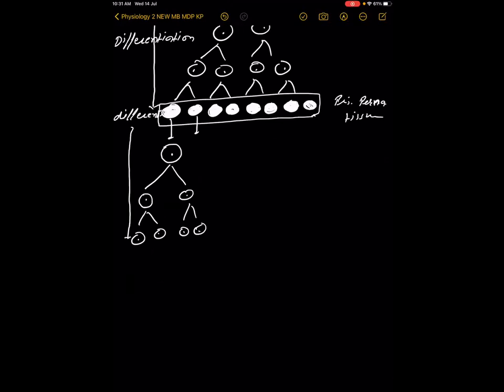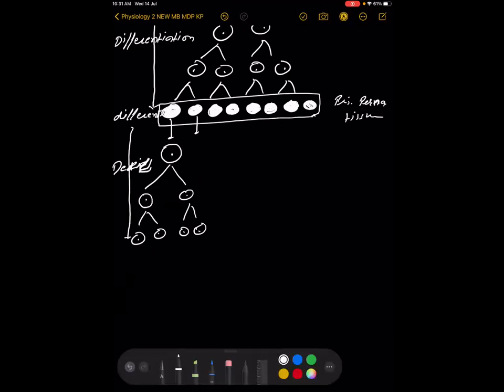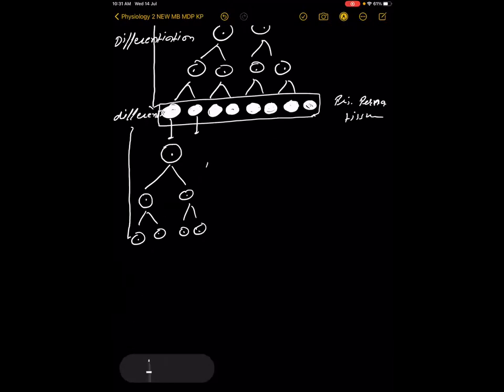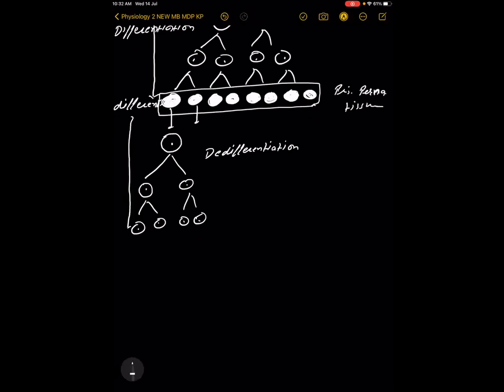So it means what? It means you are breaking the differentiation stage. Okay, that is called de-differentiation. Is it clear? This is de-differentiation. De-differentiation means differentiated cells which have lost their power of division.